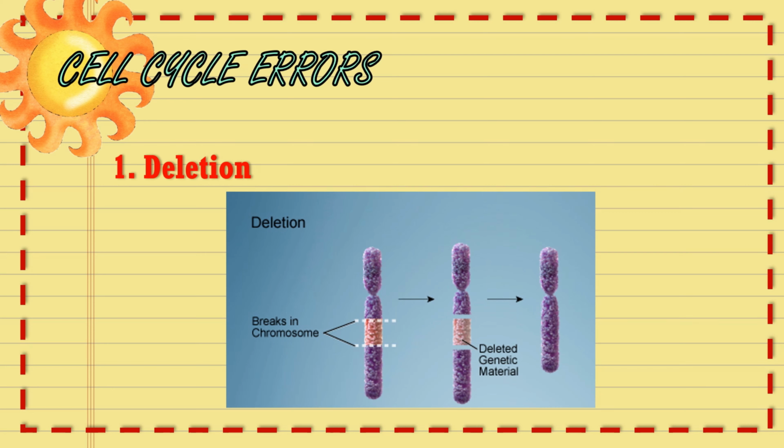The first example of chromosomal mutation is deletion. Deletion is due to a breakage, where a piece of chromosome is lost. It is clearly shown in the image that a part or a segment of the chromosome is deleted or removed, and then the genetic material is lessened. Deletion can also have different effects.